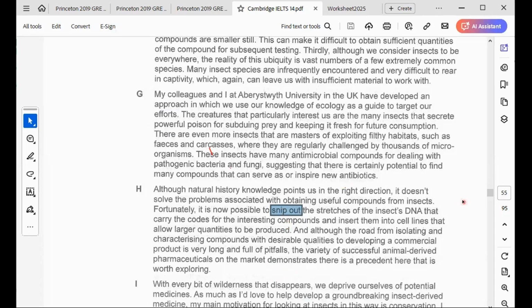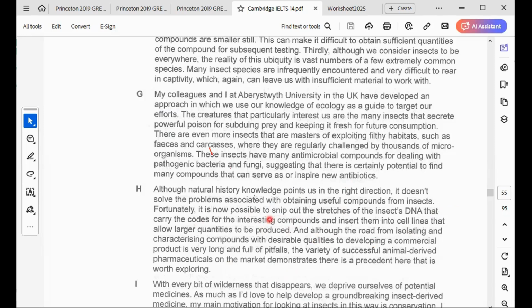Snip out. So it's now possible to snip out stretches of insects' DNA that carry the codes for the interesting compounds and insert them into cell lines. This is the thing about insects. Although the road from isolating and characterizing compounds with desirable qualities.